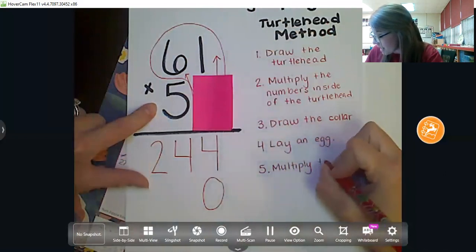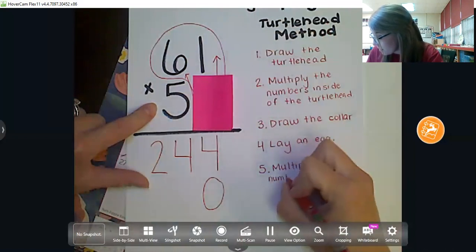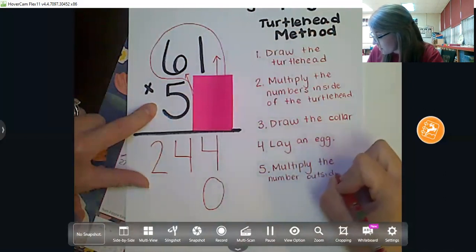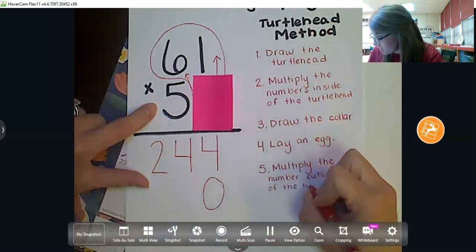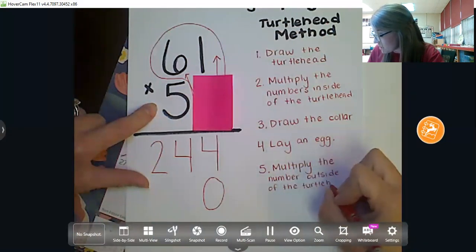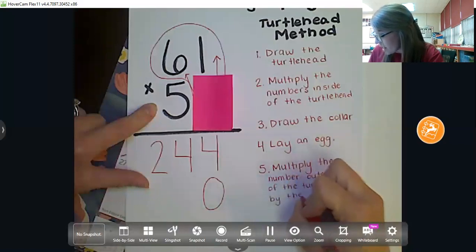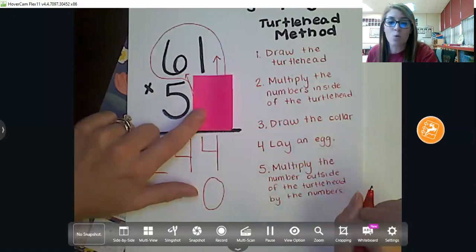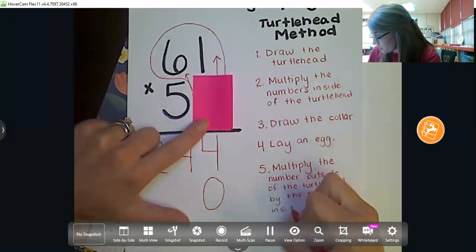Now we're going to multiply the number outside of the turtle head by the numbers inside. So now we are going to focus on this 5 out here, and we're going to treat it exactly the same way we did this 4.